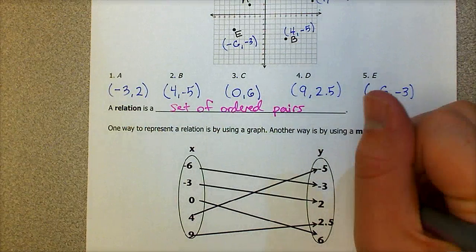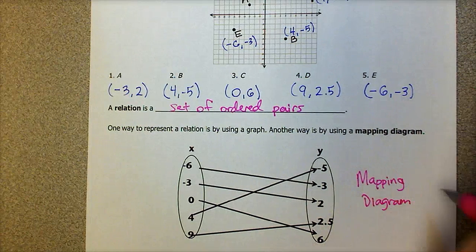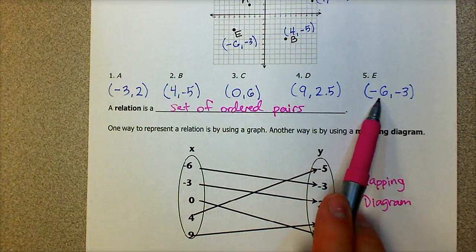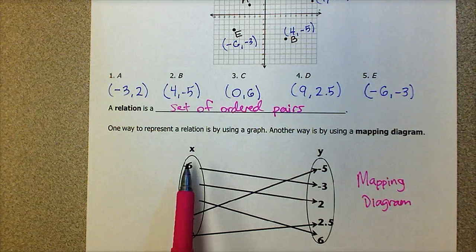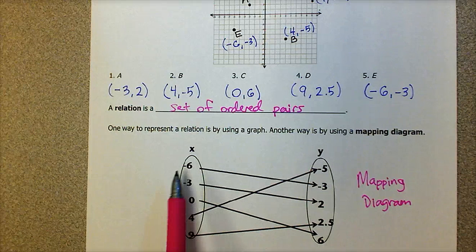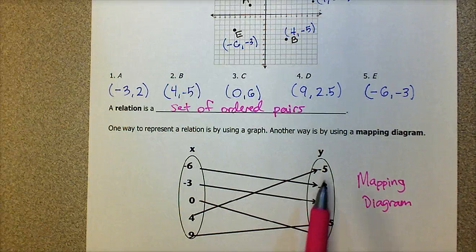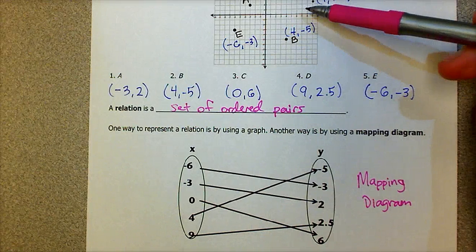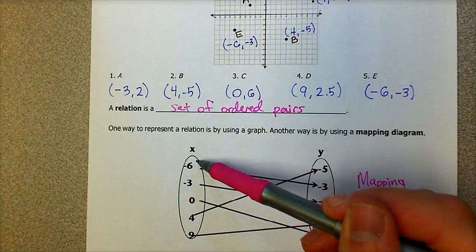Another way to represent a relation is by using what's called a mapping diagram, which you can see down here. You'll notice I have the same x values and the same y values that I did in these ordered pairs above. I have -3, 4, 0, 9, and -6 as my x coordinates in examples 1 through 5, and you'll see the same numbers down here below in this x circle. You'll also notice I have the same y coordinates, and each of these x coordinates, for example -6, matches up with the correct y coordinate, just like -6 here was paired with -3. So this is just a different way of presenting the information in the graph, but this is still what we call a relation. Okay, it's a set of ordered pairs, an x value paired with a y value.